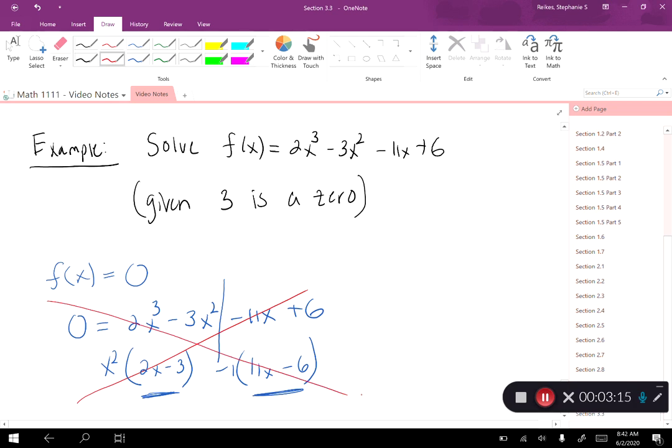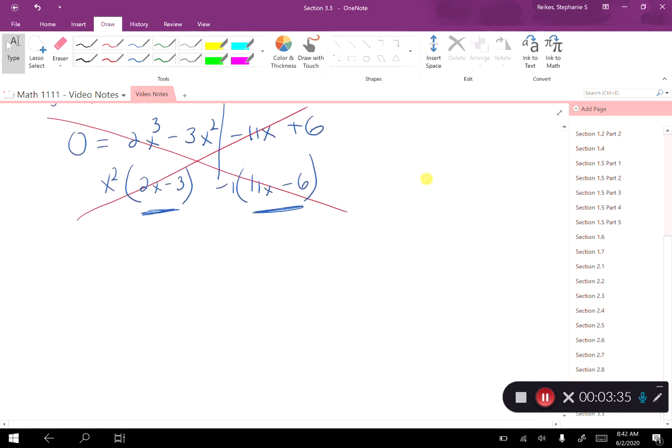So let's go back up to the problem. And I wrote something in parentheses. I gave a little hint. Given 3 is a 0. So we can't use normal factoring techniques, but instead I am going to use synthetic division. So I'm given 3 is a 0. So synthetic division is going to help me factor this problem. So 3 is going to go in the corner.